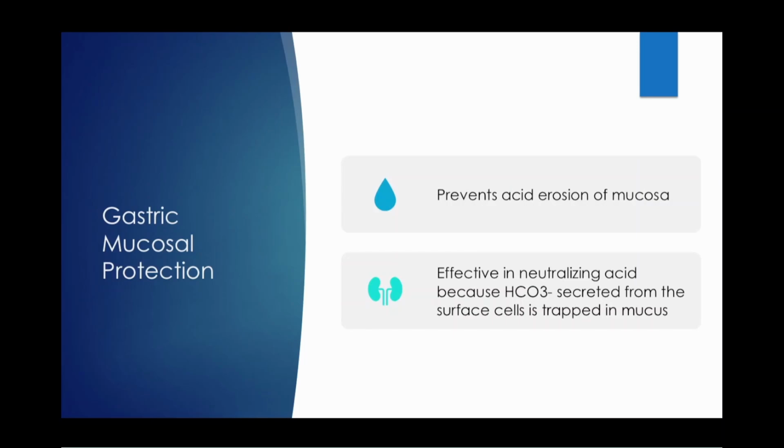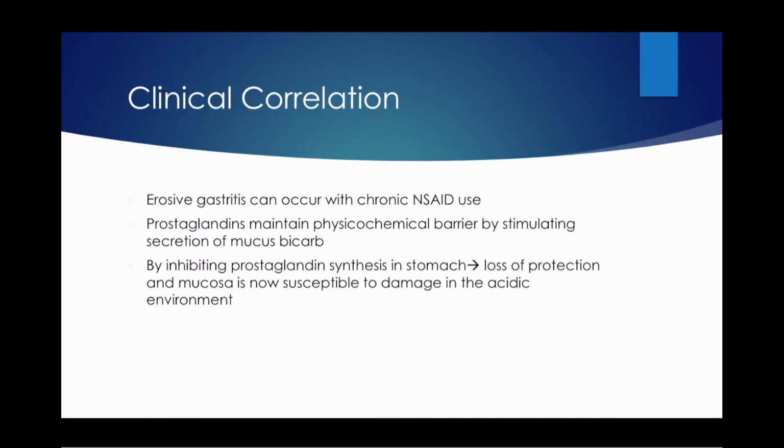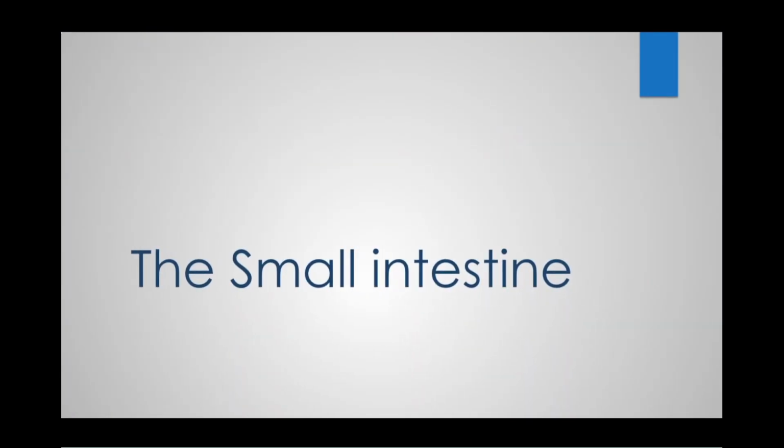Gastric mucosal protection prevents erosion due to the acid and neutralizes the acid because of the bicarb that is in that mucosal layer. So erosive gastritis can occur. This is chronic NSAID use I talked about before as a clinical correlation. These prostaglandins help with that bicarb barrier, and NSAIDs reduce the production of these prostaglandins. Therefore, your mucosal barrier defense weakens, making it easier to get ulcers, gastritis, and so forth. So chronic NSAID use is bad.